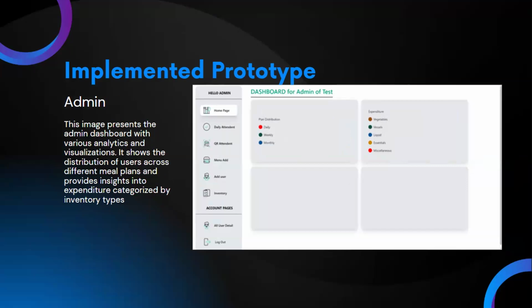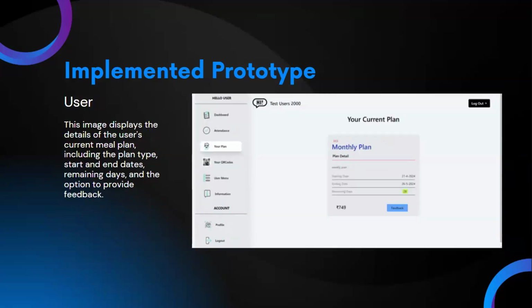There is one more role, that is employee. Only the QR code scanner and menu management are given to the employee. Next is the user interface. Users can easily access meal plans, view their QR codes for attendance tracking, and check their attendance records.